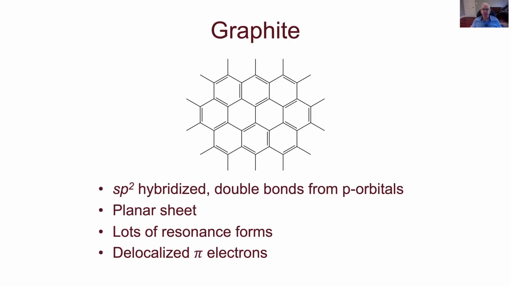Graphite has a structure that looks like this. So if I had a sheet of graphite, this is like looking down on top of it, okay? It's got this extensive network of hexagonal rings. There'd be a bunch of resonance structures for this, right?